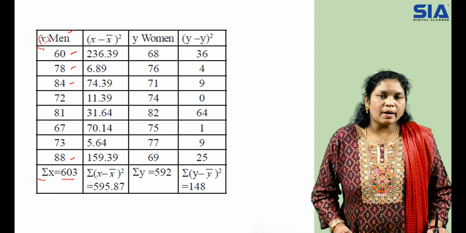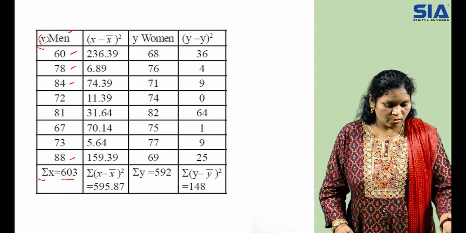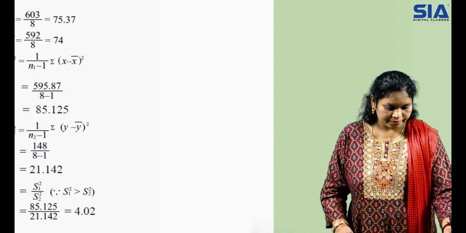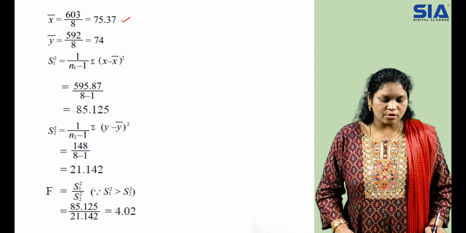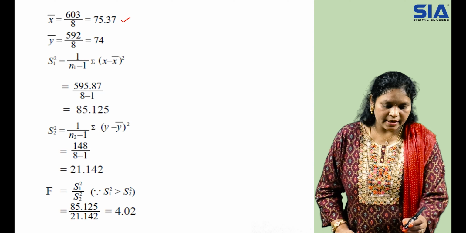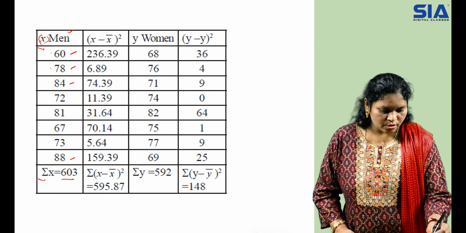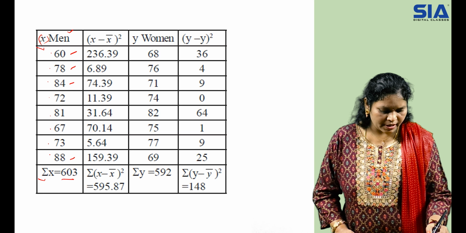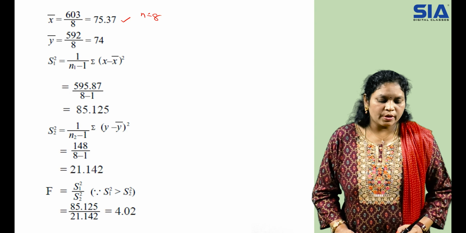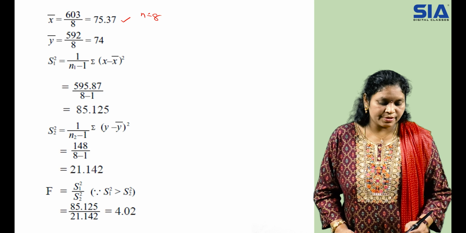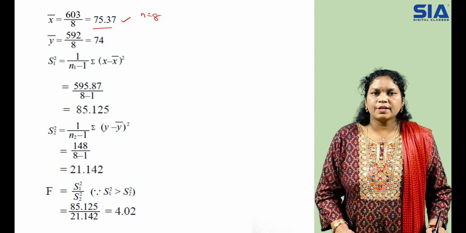Now I require x bar so that I can go for the S1 square formula. So first of all, let us do x bar. x bar is equal to summation x, which we got as 603, divided by n, the sample size. Count the data, how many numbers we have: 1, 2, 3, 4, 5, 6, 7, 8. The sample size is 8, so n becomes 8 for us. Substitute here and we get x bar as 75.37.